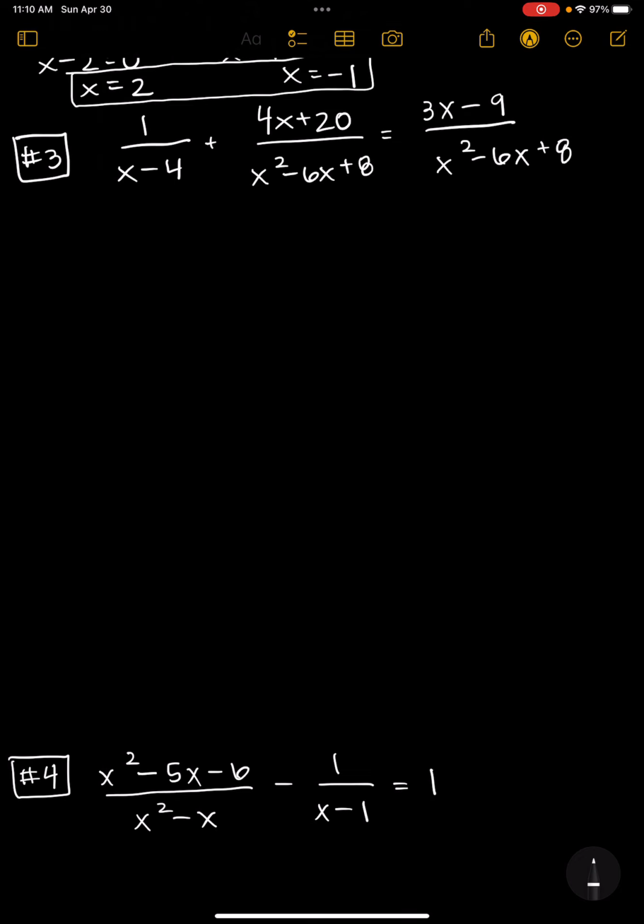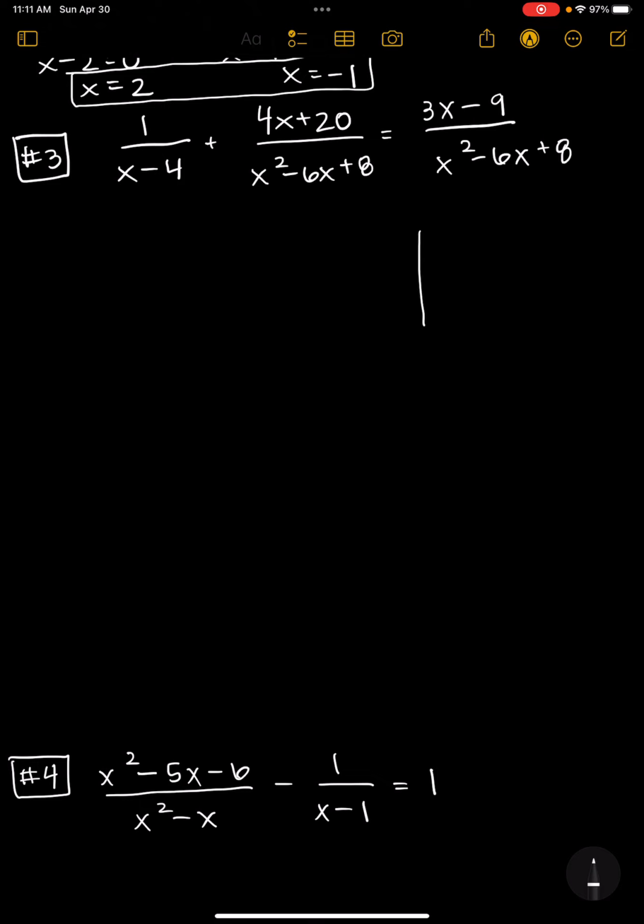On the third example, we have 1 over x minus 4 plus 4x plus 20 over x squared minus 6x plus 8 is equal to 3x minus 9 over x squared minus 6x plus 8. So once again, we want them to have common denominators, but the first thing I'm going to do actually on this one is factor the x squared minus 6x plus 8, because I have a sneaking suspicion that one of the factors will be x minus 4, which will make our jobs a little bit easier.